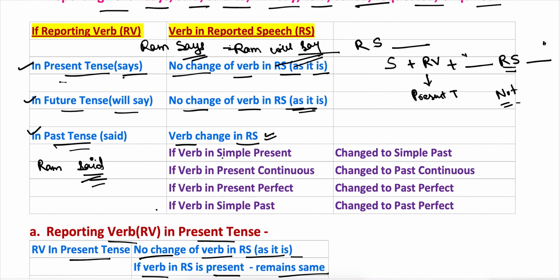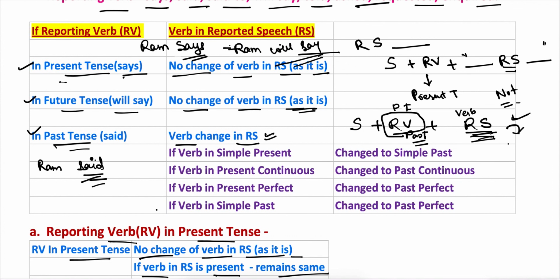Speaker, reporting verb and reported speech. So what we have to identify? First we identify the reporting verb. If the reporting verb is in present, the verb of the reported speech will remain as it is. If the reporting verb is in future, the verb of the reported speech will remain as it is. But if the reporting verb is in past tense, then the verb of the reported speech will change.